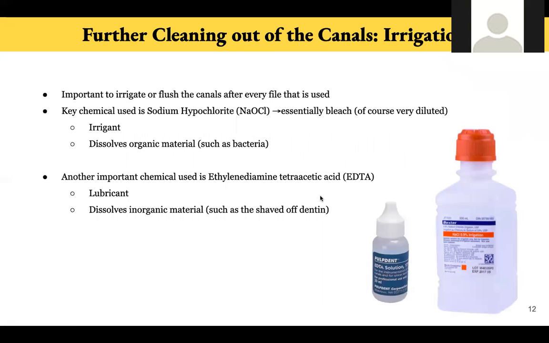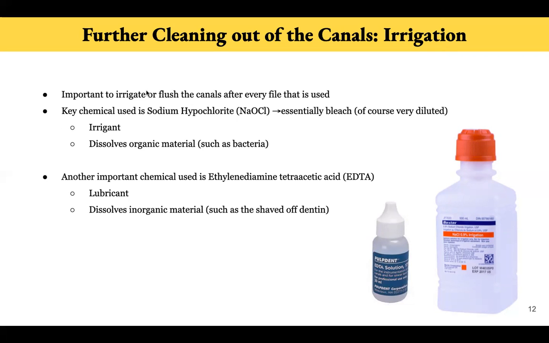And then again, the next step would be the chemical aspect of cleaning the root canals, in this case called irrigation. It's important to irrigate or flush the canal after every file that is used. We talked about it when we were specifically discussing the procedure of a root canal, how there's that repetition. The file is used by the dentist and then the tooth is irrigated, flushed and cleaned. So overall, that's the total cleaning process.